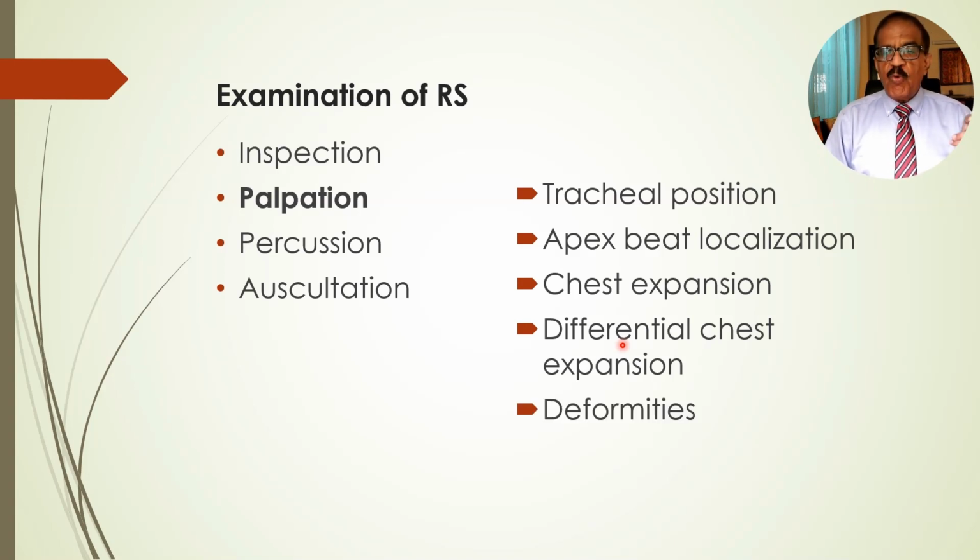Then use whatever deformities you had noticed in inspection, and make sure that they are present by touching them also. Any abnormal pulsation, abnormal veins, deformities, anything. And then you also look at the back, and the spine should normally be curved like this. If the spine is straightened or there's kyphosis or scoliosis, that should be noted.